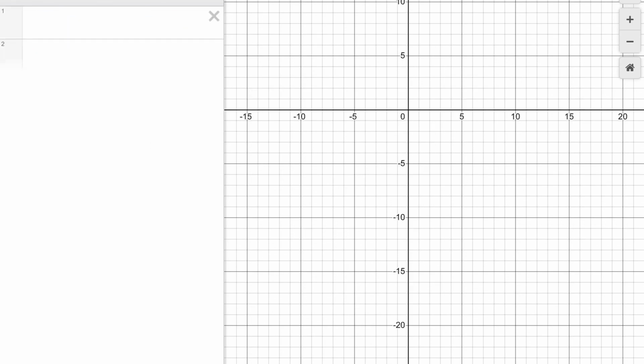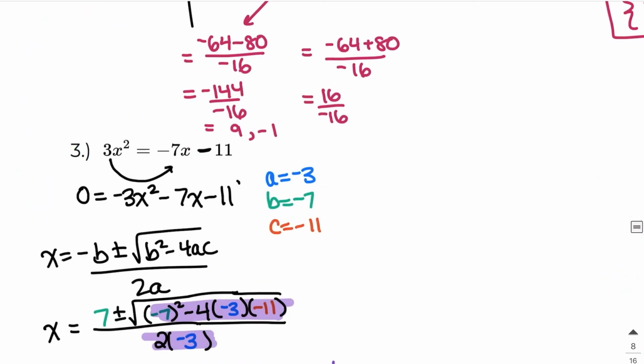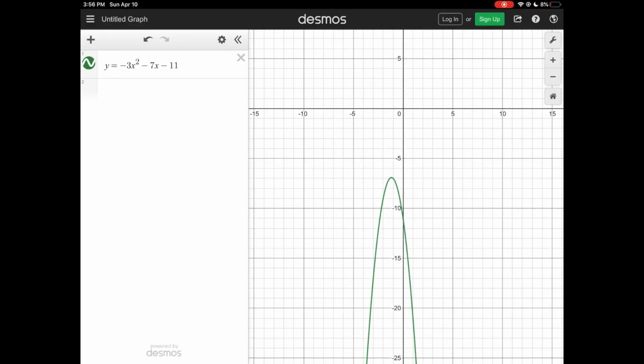Let's take a look at our last example. In our last example, I'm going to type this into Desmos. And if you take a look at what's going on here, I can see my parabola will never cross the x-axis ever, ever, ever. The vertex is in the negatives and it opens down, which makes sense why we would have no solution here.